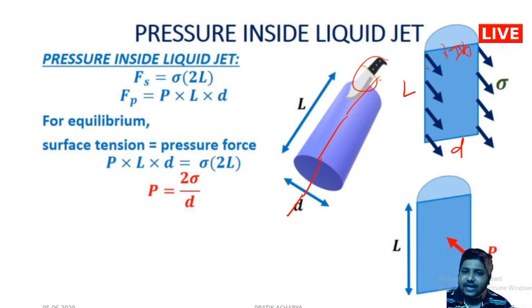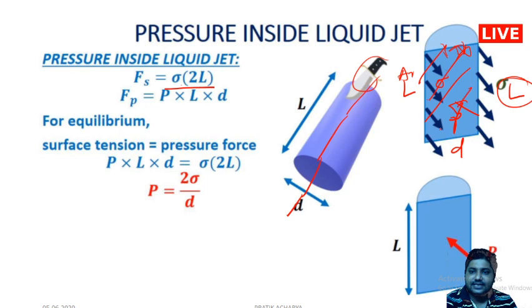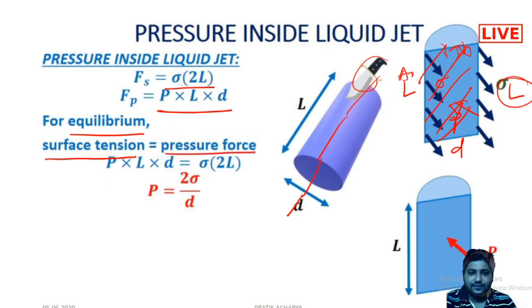As there is an interface of water and air, surface tension is going to be created at this point. The surface tension force is one sigma into L, and another sigma into L, so this is sigma into 2L. What is the pressure force? The pressure force acts like this, on this area, so it is P into L into D. For equilibrium, the surface tension force will be equal to the pressure force. So P into L into D equals sigma into 2L.